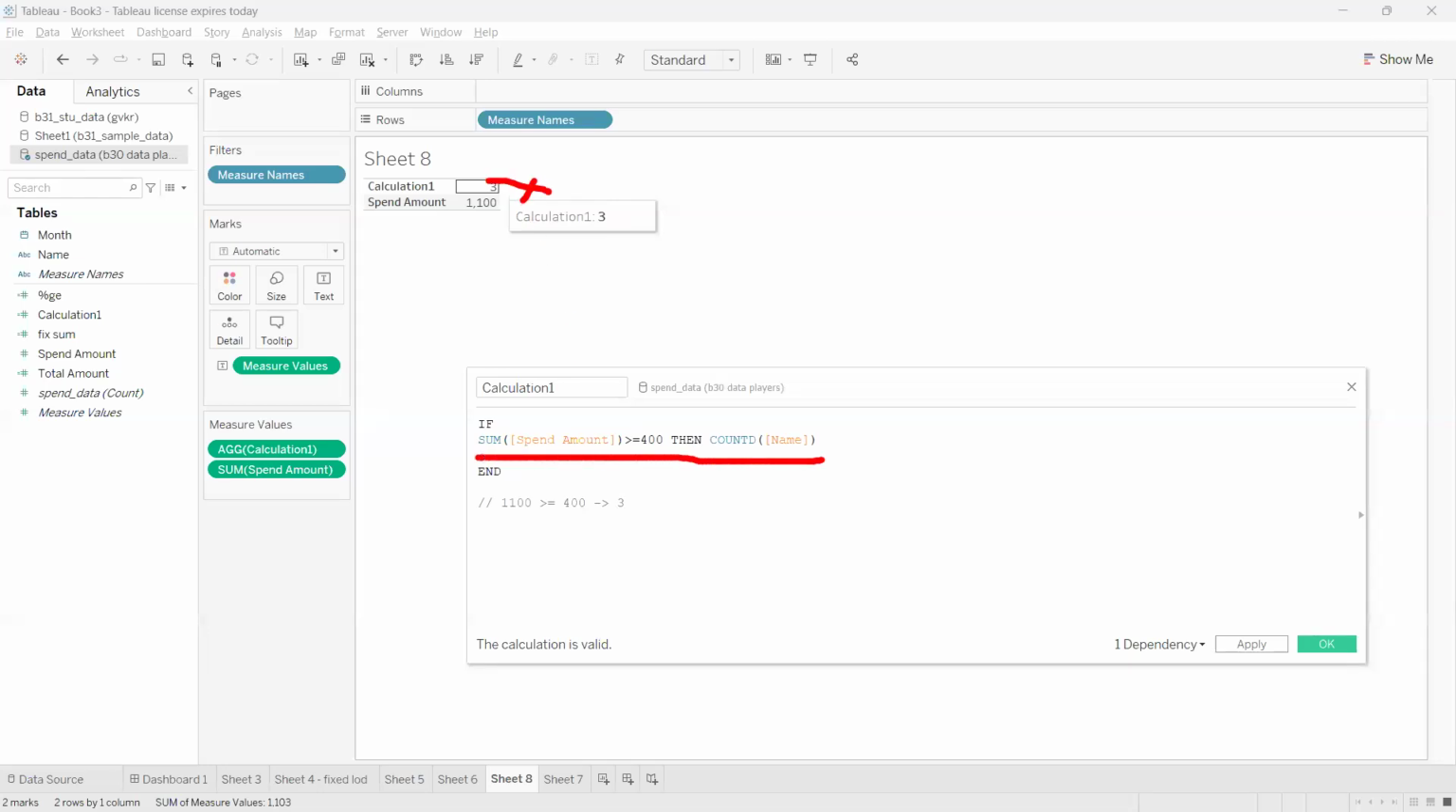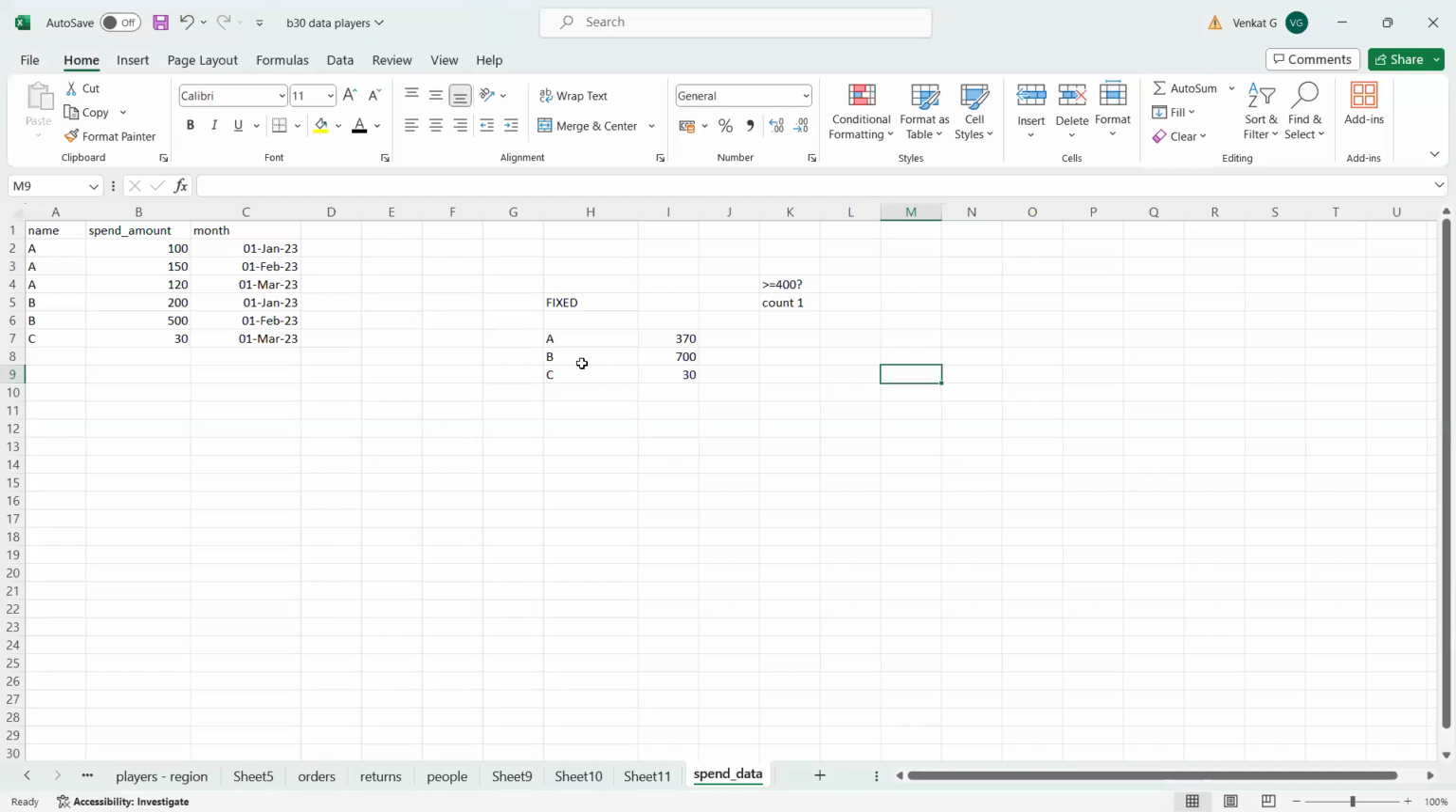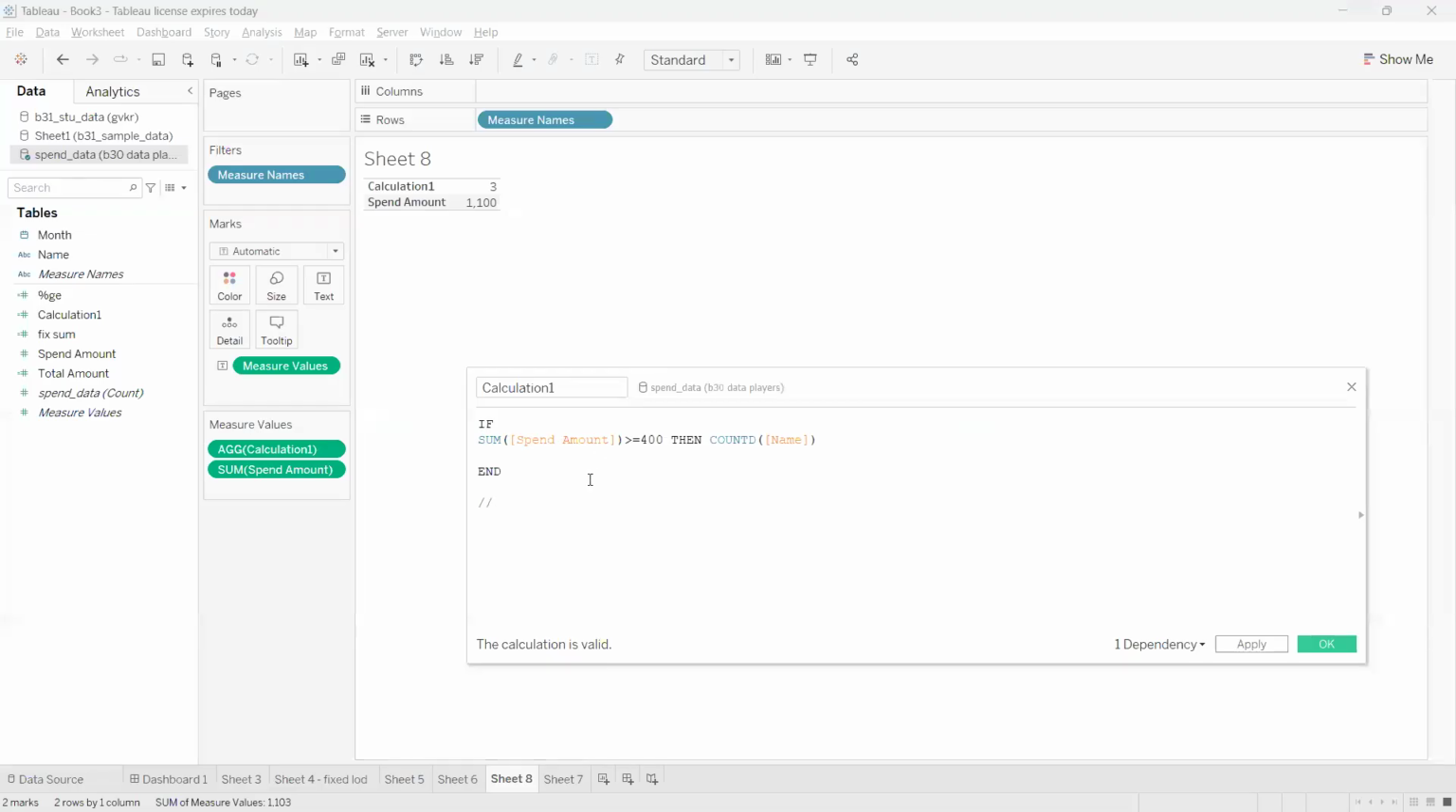Then how do we have to write this calculation? This is the wrong answer actually. In the Excel file, what we did was first aggregate the data at a particular dimension level. So first, for each and every person, we have to aggregate the data. For person A, person B, and person C, we have to aggregate the data first.